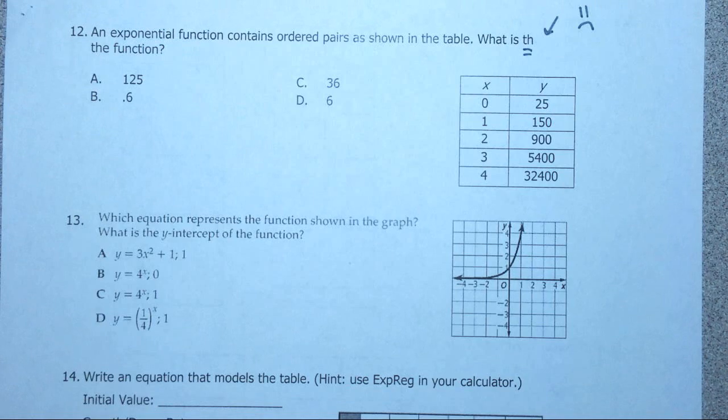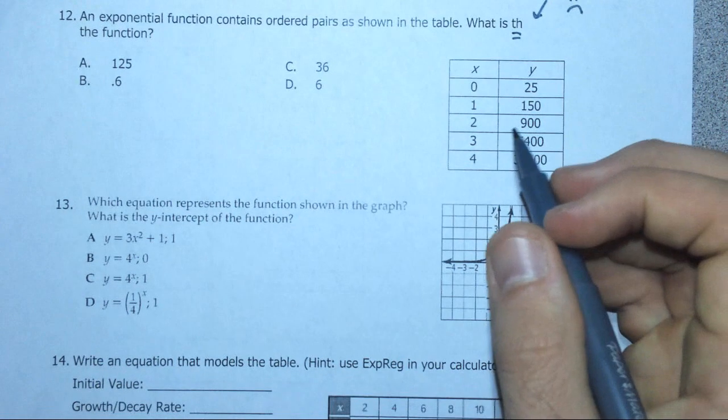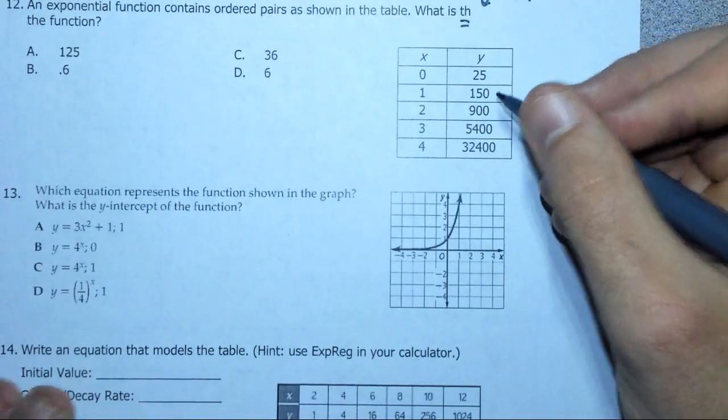Exponential function contains ordered pairs. What is the function? I really don't even know what this is asking about. What is the rate? What is it asking me? Alright, well, let's just look at this table and see if we can figure it out.